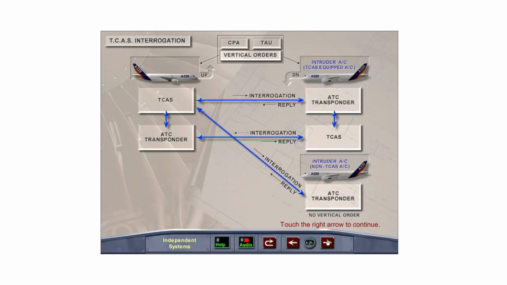The TCAS will compute the intruder's trajectory, the closest point of approach or CPA, and estimated time to the closest point of approach or TAU. If a collision is detected, the TCAS will trigger oral and visual advisories and coordinate vertical orders with the two TCAS-equipped aircraft. If the intruding aircraft does not have TCAS, there will be no TCAS coordination, and only the TCAS-equipped aircraft will generate the vertical orders.